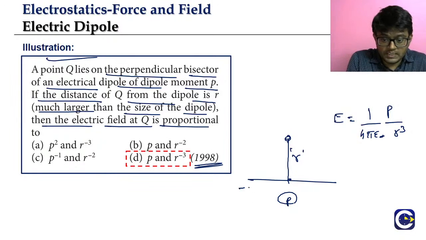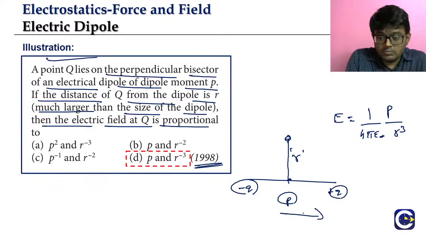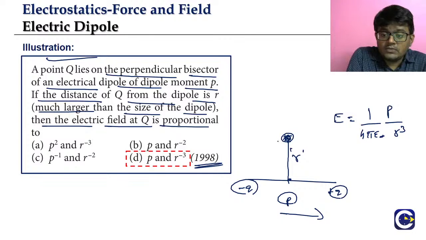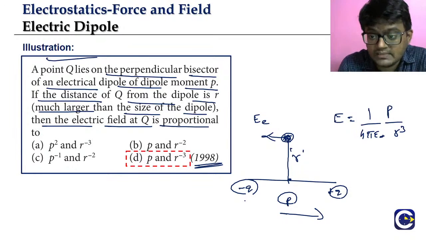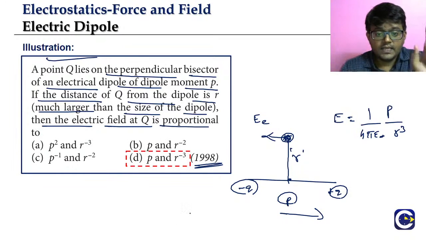Look here, now take this dipole: minus q on this side, plus q on this side. So how will the dipole moment direction be? Towards the right side. The electric field at a point on the equatorial plane will be towards the left side, in the opposite direction. But here they are not asking about direction. They are only asking about the electric field magnitude.